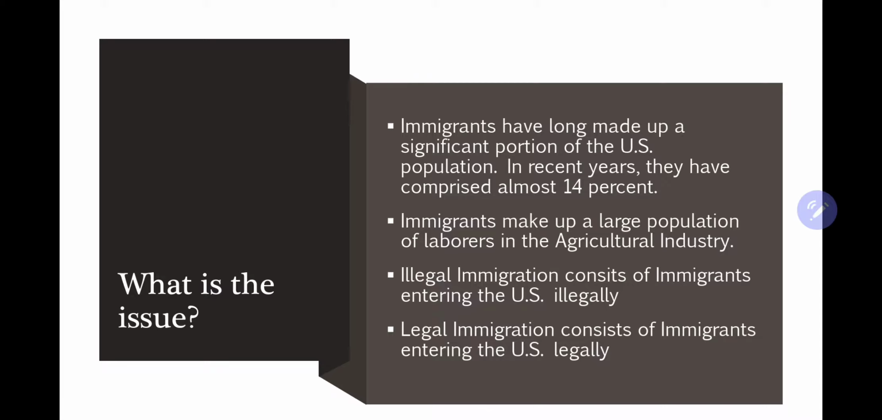And then what does illegal immigration consist of? Well, it's basically immigrants coming across with no legal process. They just come into the country. There's no way to identify them. There's no way to know that they're there. They're undocumented. And legal immigration consists of immigrants coming to the U.S. legally. There's documentation of that. They've gone through the proper channels. They've done everything the right way. So they're here legally.